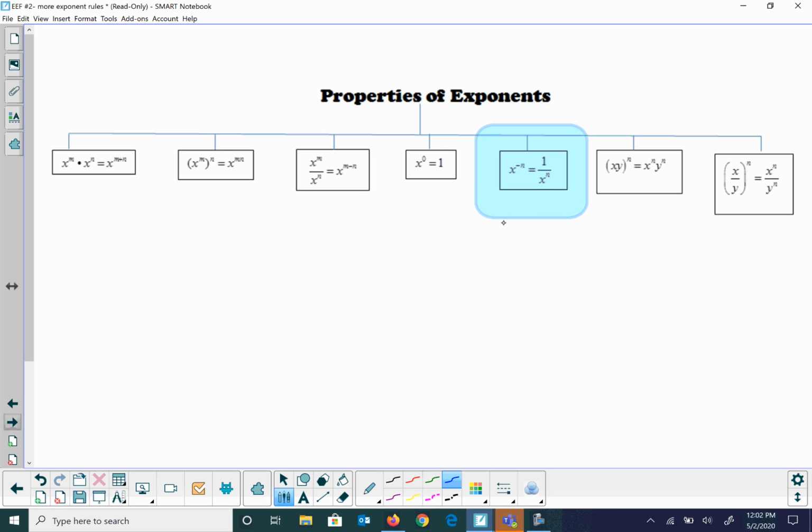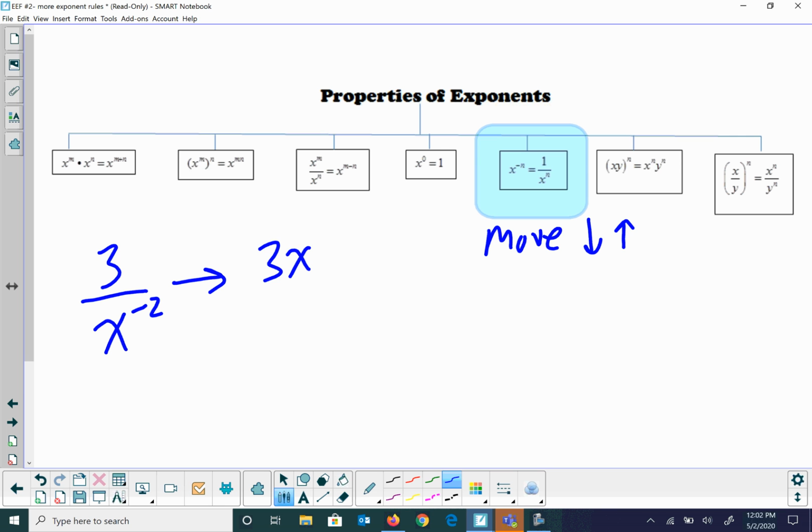And then the negative exponent property. So this is the one that wants to move. So it either goes to the bottom or goes to the top. Some examples of this one would be if I had 3 over x to the negative 2, the x to the negative 2 wants to move up, so you'd get 3x squared. Notice the 3 stays up there. Or if I had something like 5x to the negative 2, the x on this one would want to move down. It's just the x that moves down. It's whatever has the negative exponent that would move down.